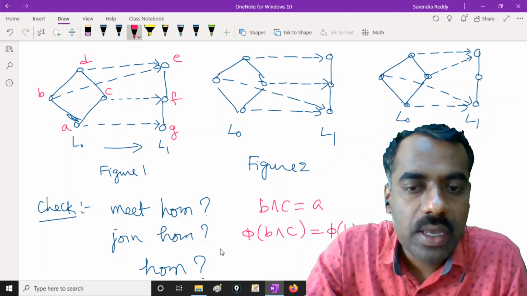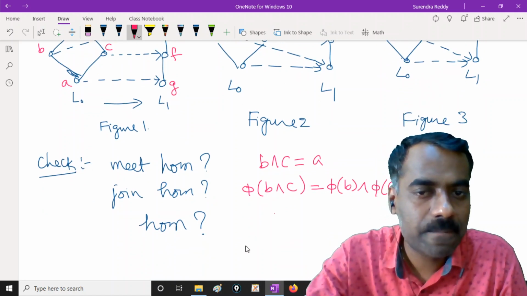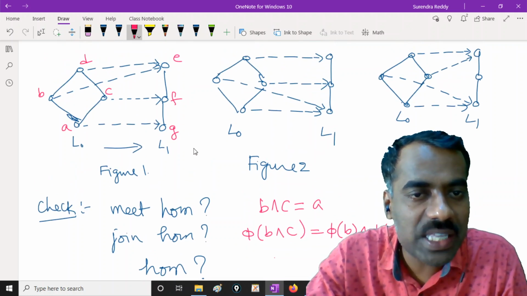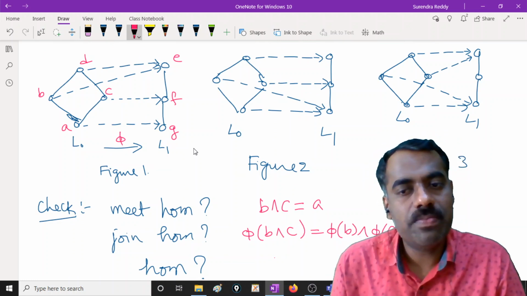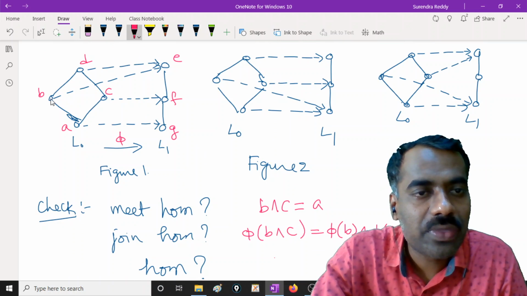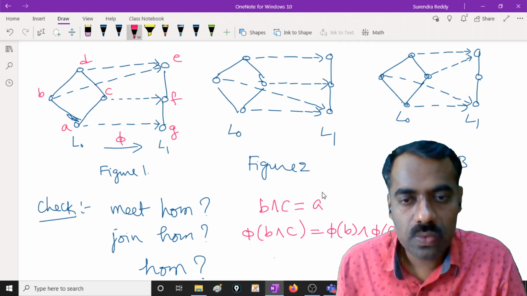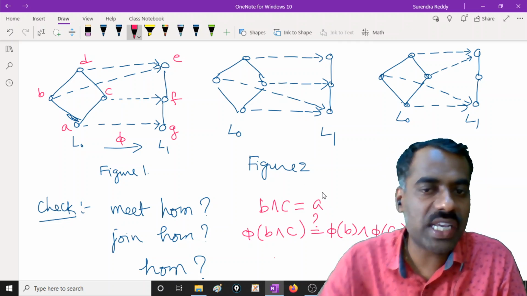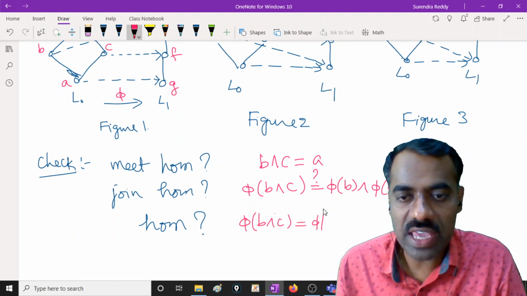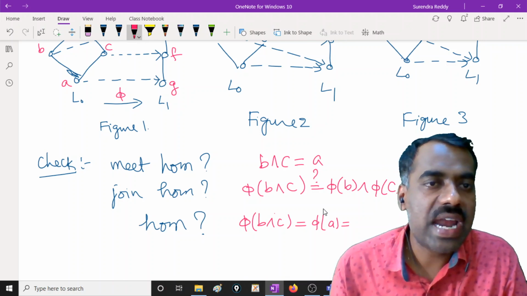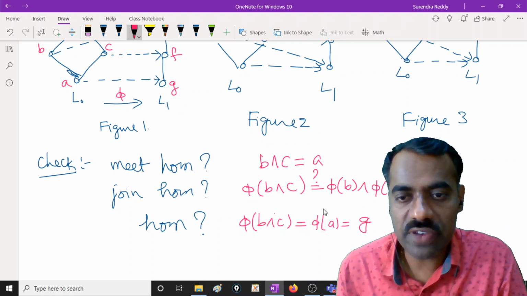Now tell me, here phi of B meet C is phi of A, right? Because B meet C is A. So where is A going here in this picture? These are all your phi. This is a map. What is phi of B? Where is B going to? E, right? So whether this is true or not, that is what we have to check. Is this clear? So phi of B meet C is phi of A, because B meet C is A, and where is A going to? G. Is this clear? A is going to G, so phi of A is G.